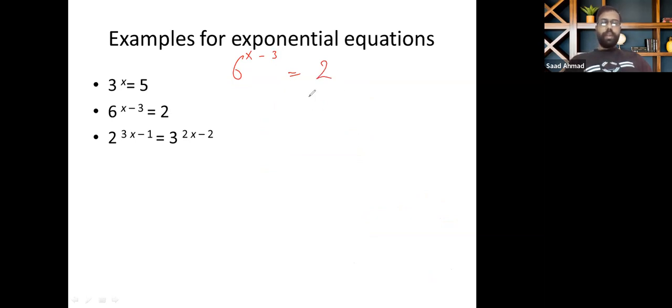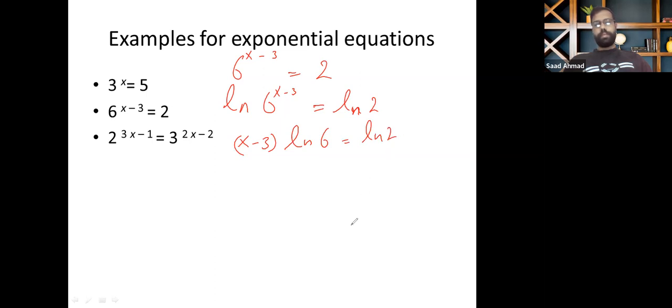Again, what we do is we can take the natural log on both sides as well. Let's take the natural log for this question on both sides. So again, x minus 3 in the start and ln 6, right? Then we divide both sides by ln 6, and then we add the 3 on both sides.